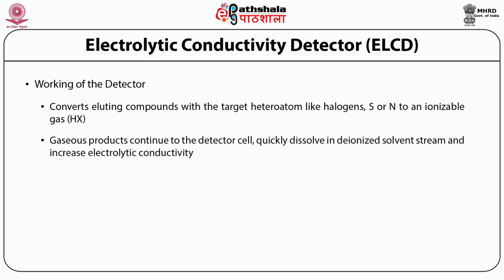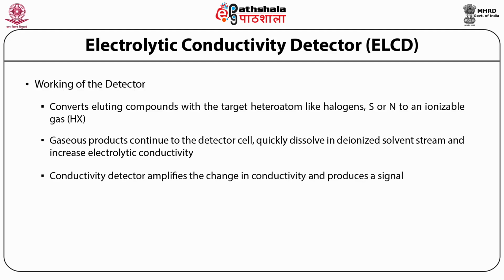The gaseous reaction products continue to the detector cell where they quickly dissolve in a flowing deionized solvent stream, thereby increasing its electrolytic conductivity. A simple conductivity detector amplifies the change in conductivity and produces a signal that is proportional to the mass of the target species. The solvent stream then flows through a deionizing resin bed and filter as it is continuously recycled.